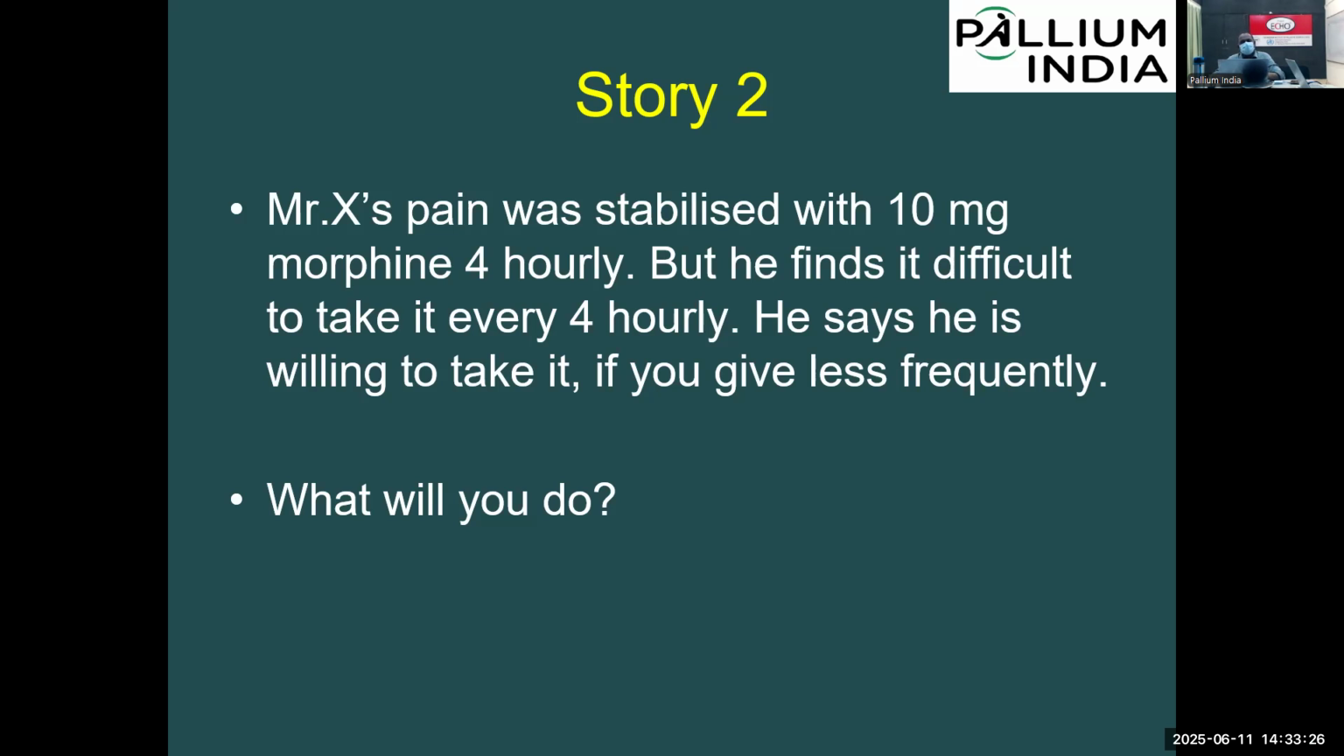So what would be the dose of sustained release morphine that you are going to give this patient? Can you calculate? What is the total dose of morphine this patient is taking? 60 mg. So if you convert this into sustained release morphine, what would be the dose? 30 mg SR BD. Yes, 30 mg SR BD. Yeah, that's it.